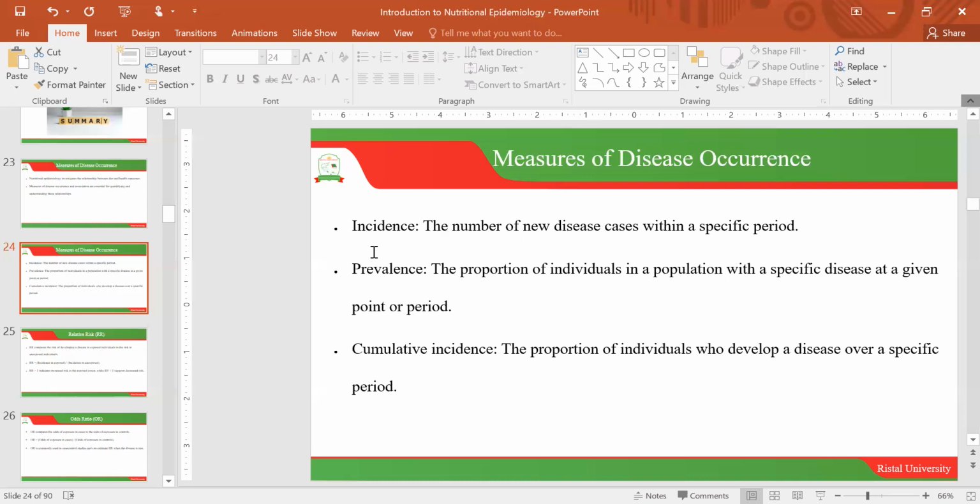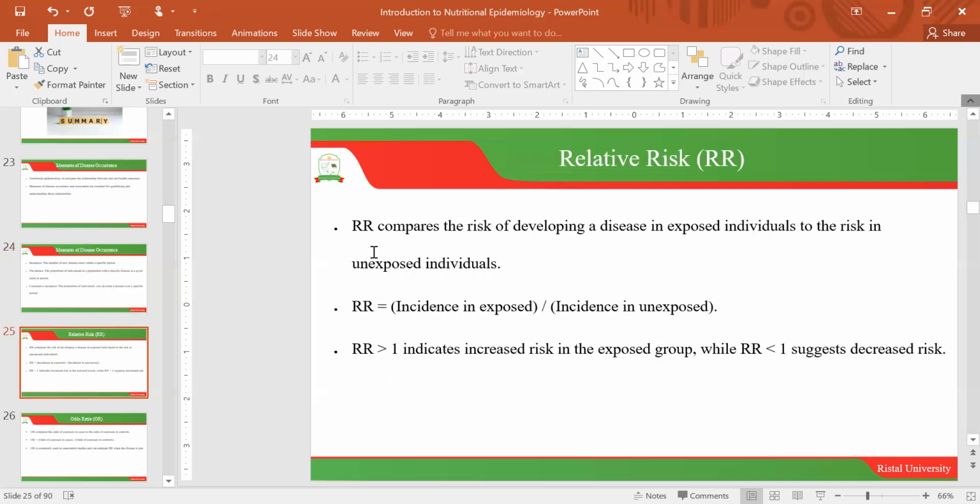So that is prevalence. And then you can actually decide to look at the number of people who develop a particular disease in a given period of time. So maybe in a period of 1 year, how many people have developed hypertension? That is what we call cumulative incidence. Now let's move to the measures of association.